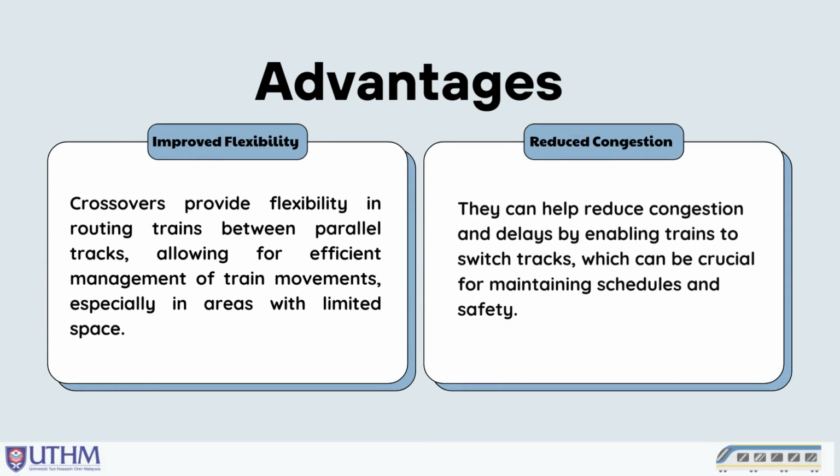The advantages of using this type of track: first, improved flexibility. Crossovers provide flexibility in routing trains between parallel tracks by allowing efficient management of train movements, especially in areas with limited space. Next is reduced congestion. They can help reduce congestion and delays by enabling trains to switch tracks, which can be crucial for maintaining schedules and also safety.